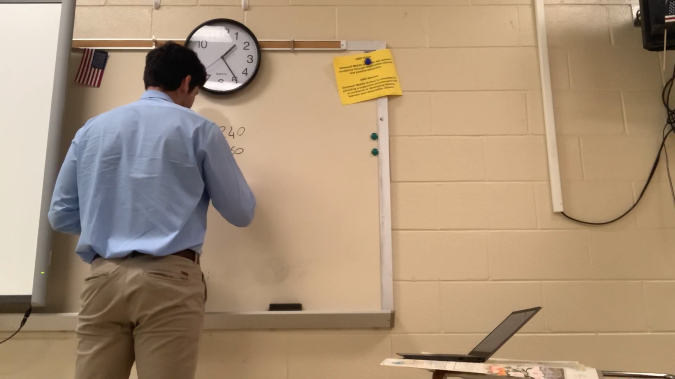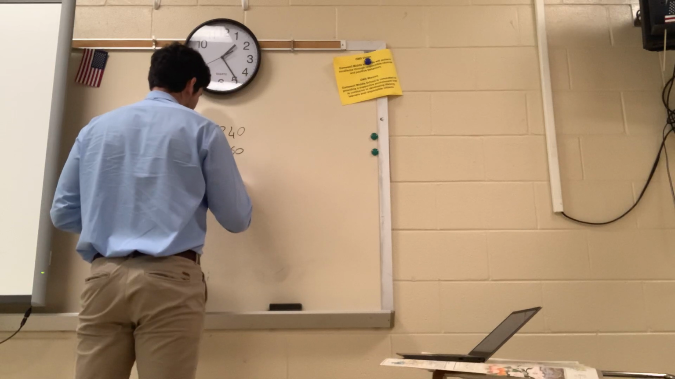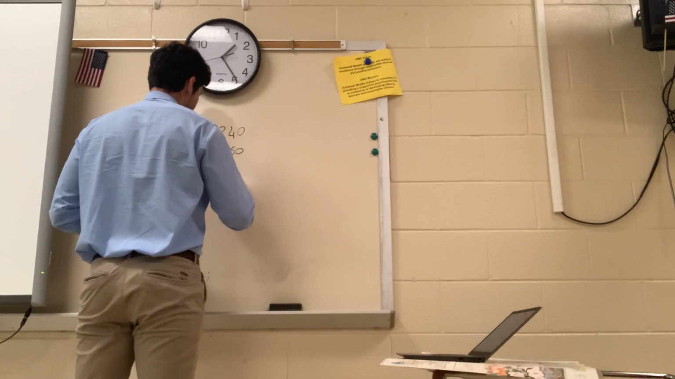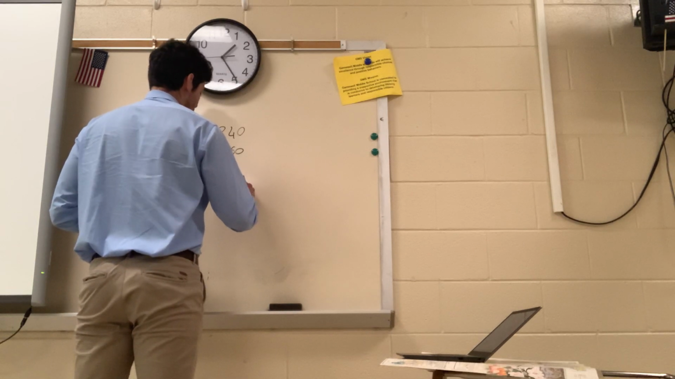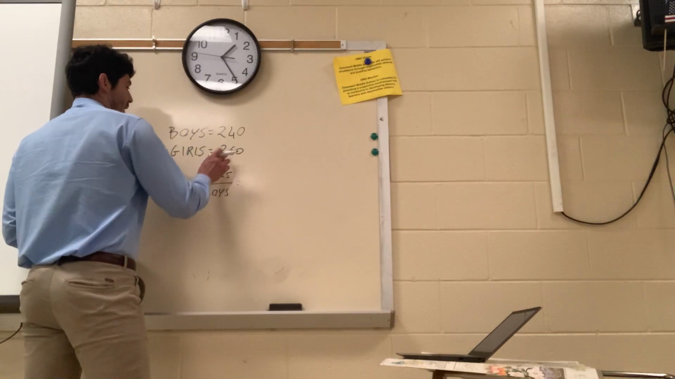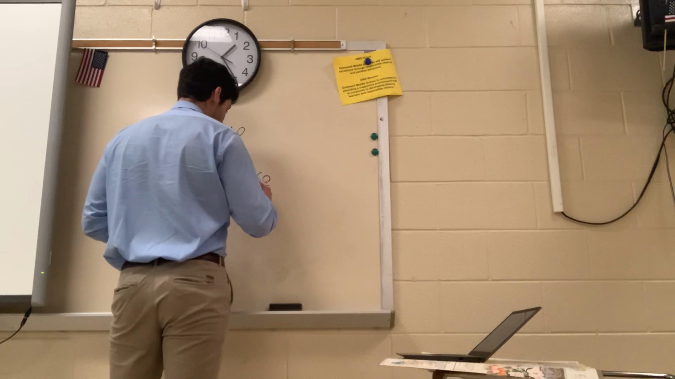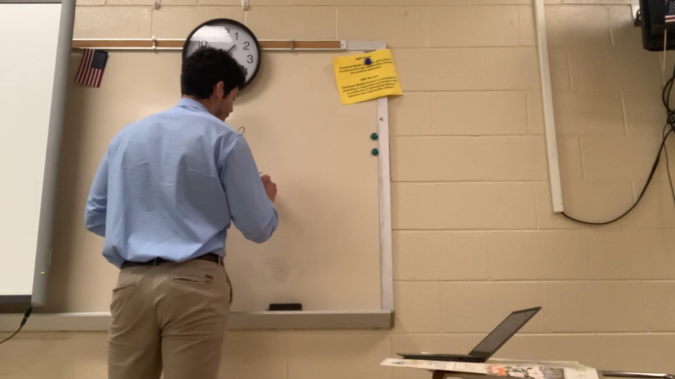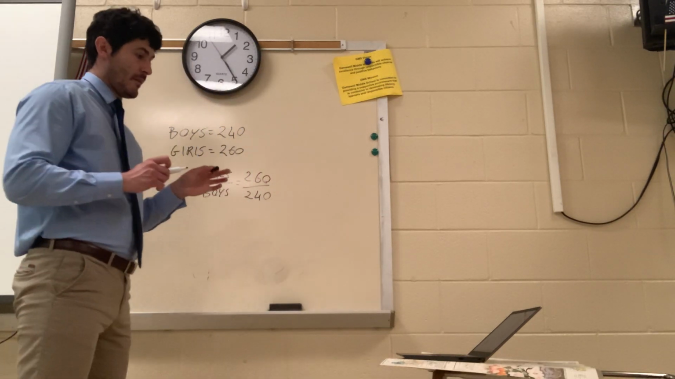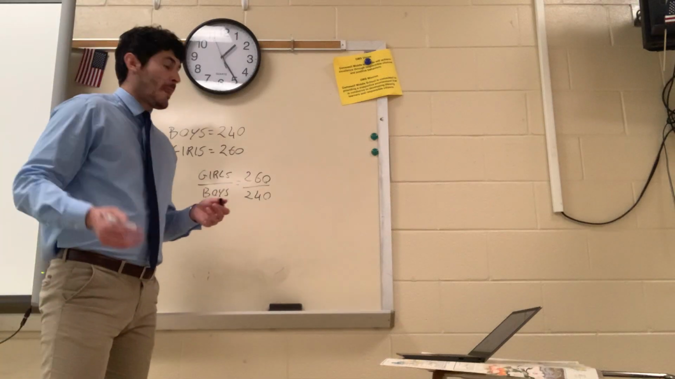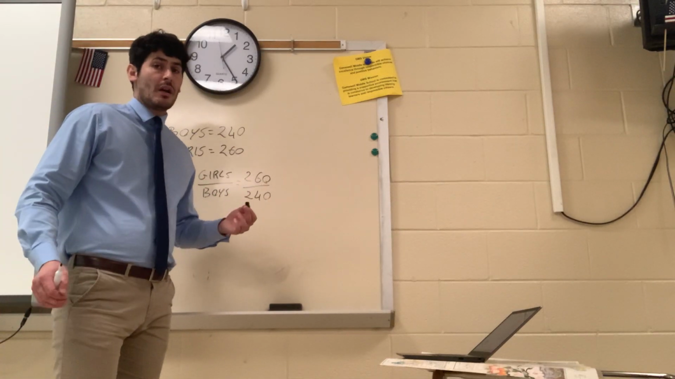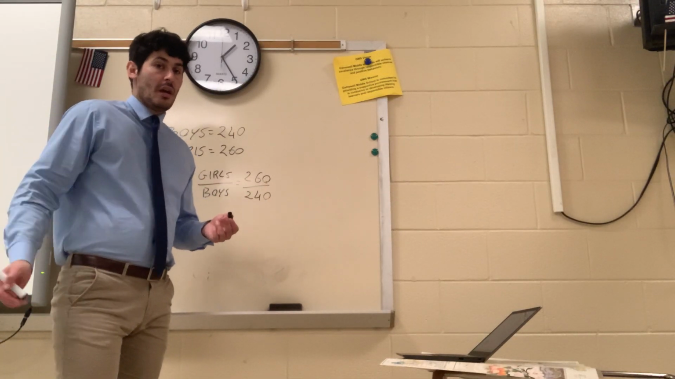So girls to boys will be girls on top right here, and boys. So again, I know that we have 260 girls and only 240 boys, right? So that is my ratio, 260 to 240. However, since those numbers appear to be pretty large, we can simplify them.